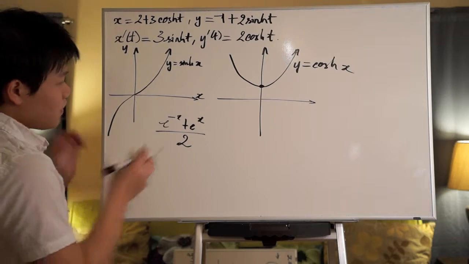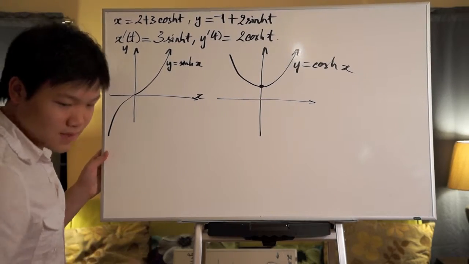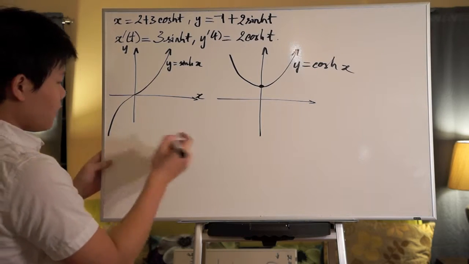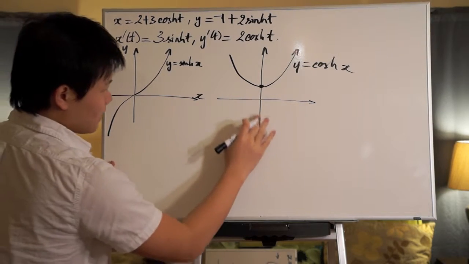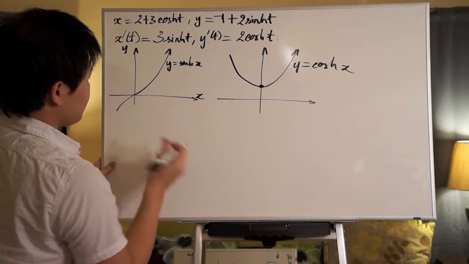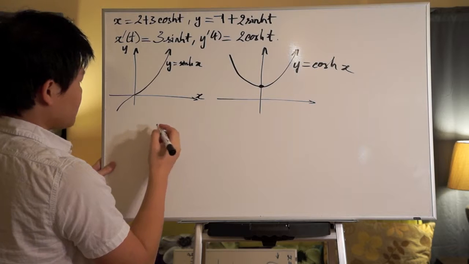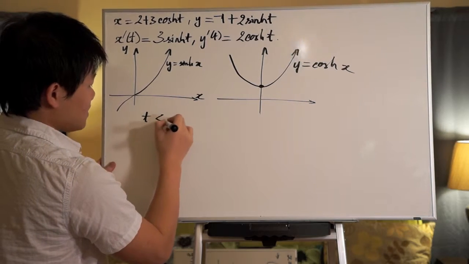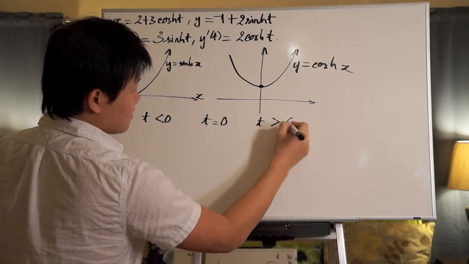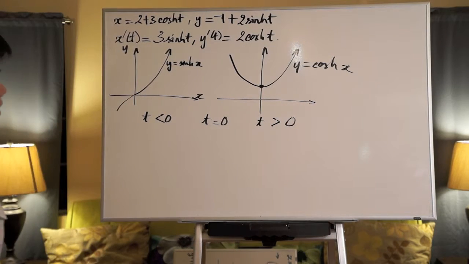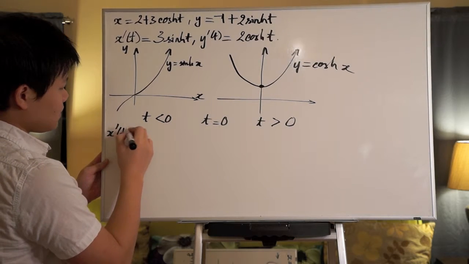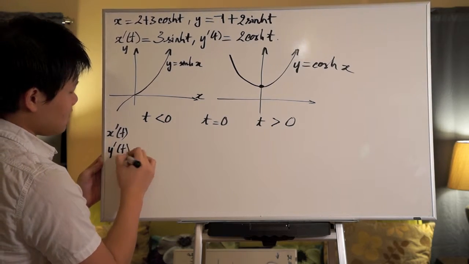All right. So what are we going to do about this? What will this tell us? Well, now we make a chart for each of these. What will we have? First we have t less than 0. And we say t equal to 0, and we say t is greater than 0. Alright, so now we have x prime t and y prime t.